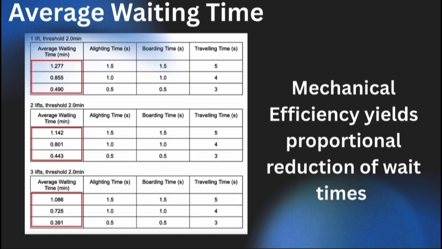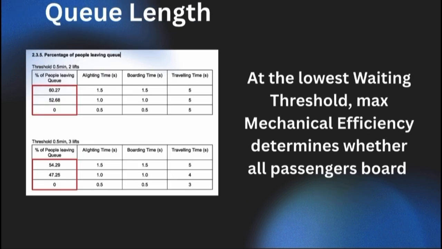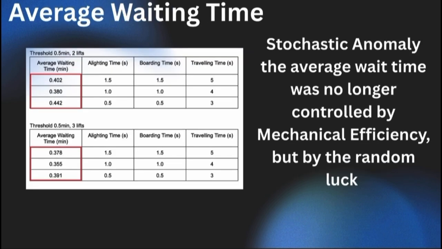Subsequently, by keeping the lift count constant and varying all other parameters, mechanical efficiency yields a proportional reduction of wait times. Further observation shows that at the lowest threshold, maximum mechanical efficiency determines whether all passengers board the lift. In a highly efficient system scenario, there is a stochastic anomaly where the average waiting time was no longer controlled by mechanical efficiency but by random luck.